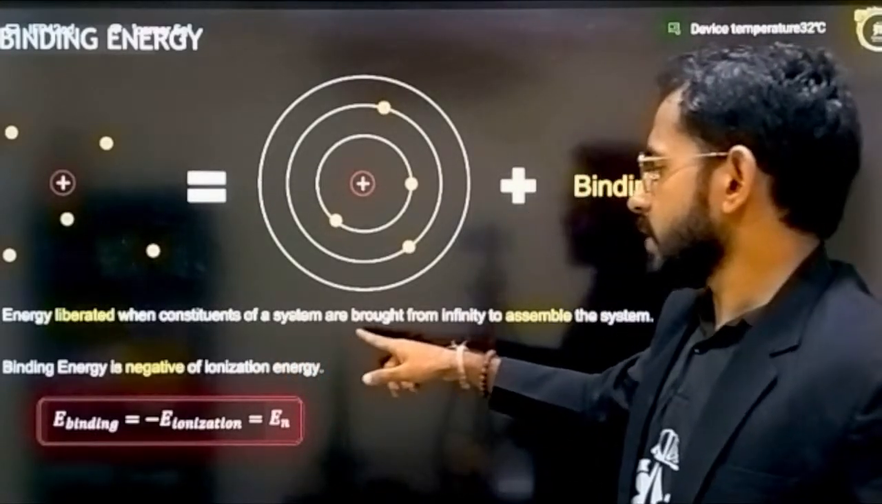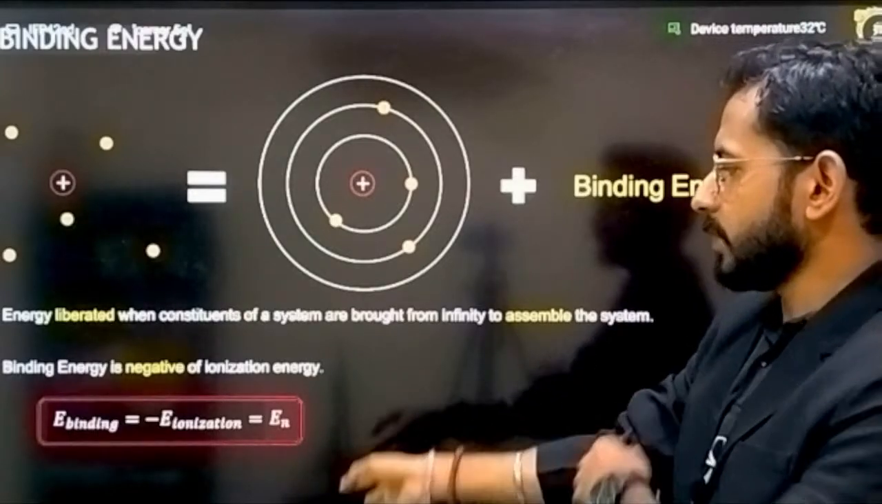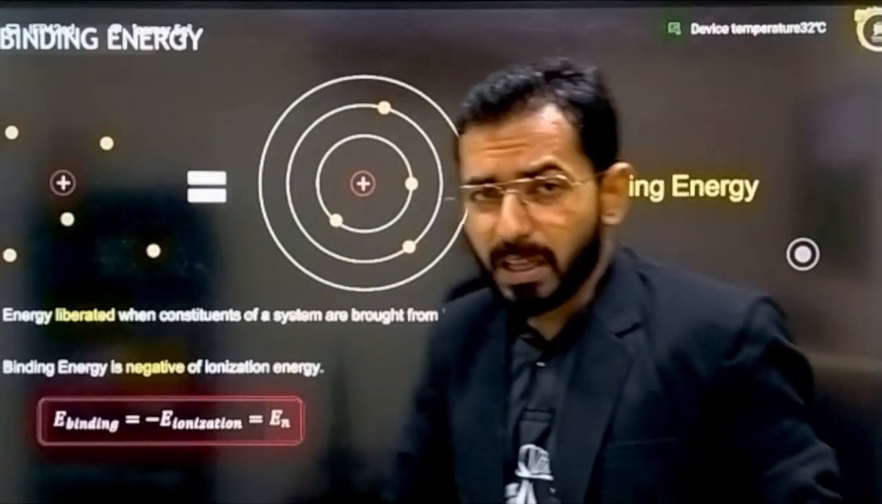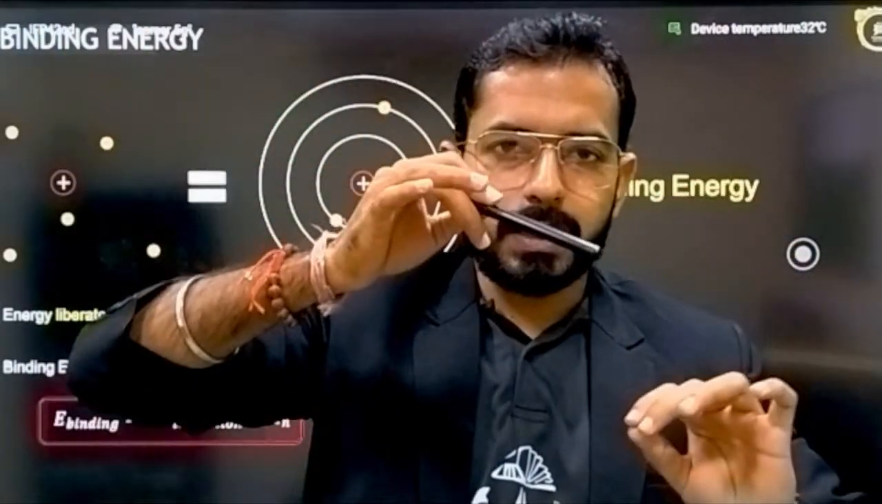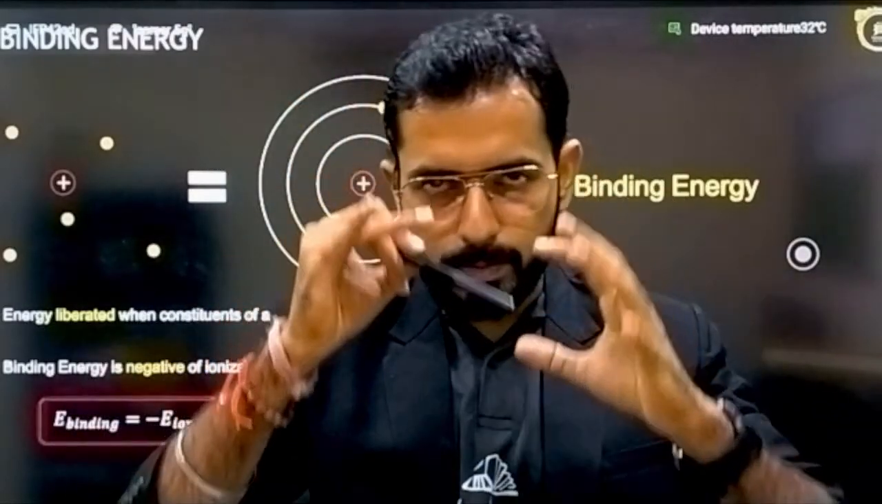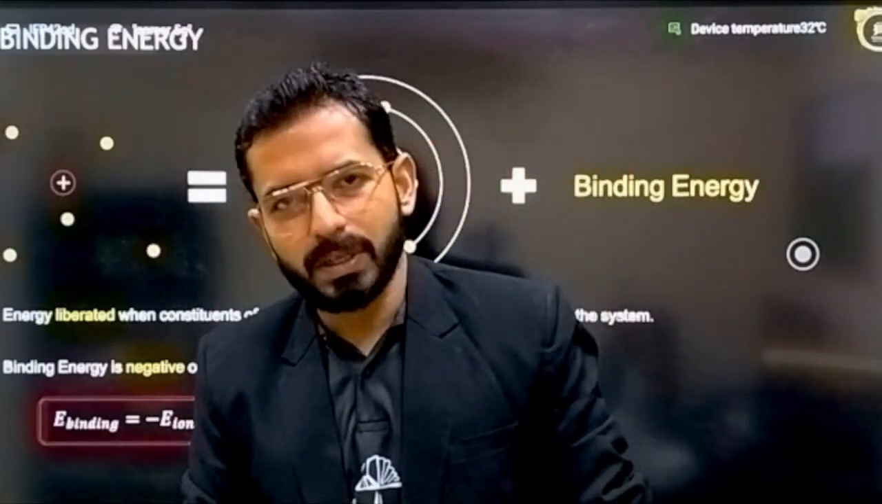Binding energy is the energy released when the constituents of a system are brought from infinity to assemble the system. Binding energy is the negative of the ionization energy. Let's suppose all the electrons are lying at some infinite distance. To take all those electrons from that infinite distance to some finite distance to make a complete system, that energy is called binding energy. It is exactly opposite to the ionization energy.